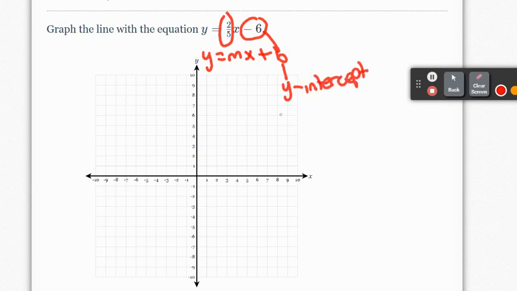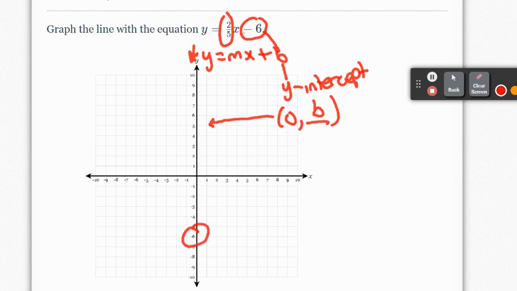And what that means is that the coordinate is 0, comma, whatever that b value is, and we plot it over here on the graph. And by the graph I mean on the y-axis specifically. So we go to the coordinate 0, -6, and we're going to put a dot right there in just a moment.